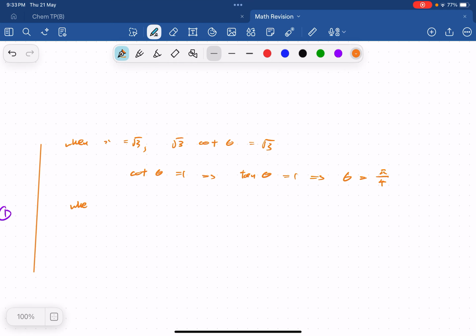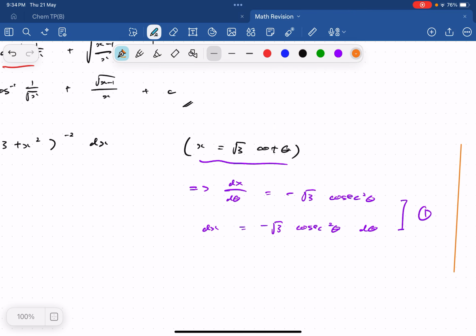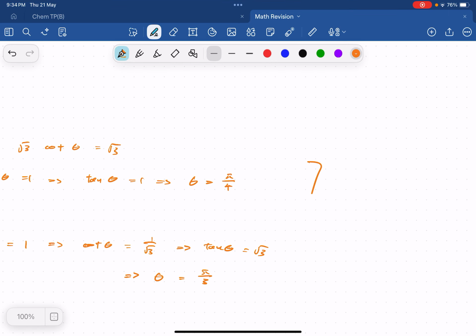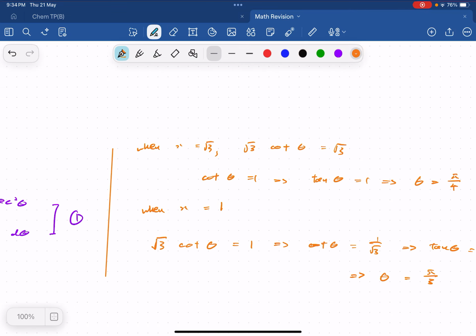And then when x is equal to 1, root 3 cot theta equals 1. So cot theta is 1 over root 3. Tan theta is the reciprocal of that. So theta, just the basic angle, is just pi over 3. Okay, so that's the second thing that you need to do, which is to change the bounds.